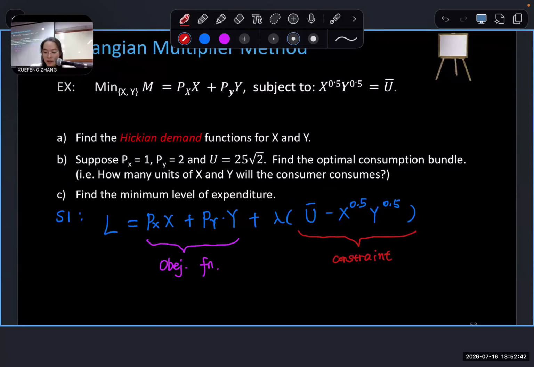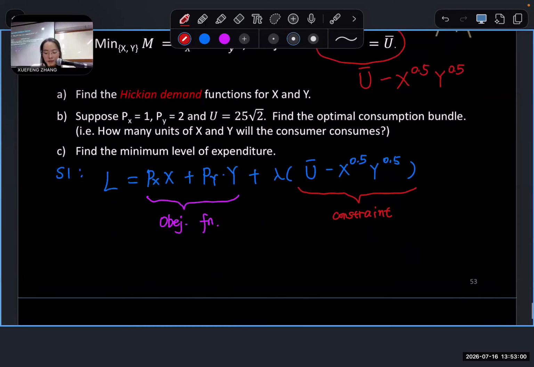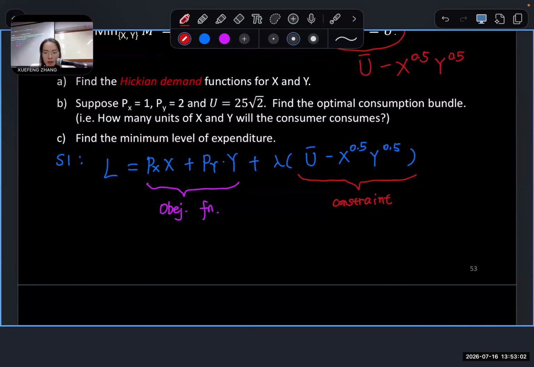How do you get the constraint? Basically, you just move X to the power half, Y to the power half to the right, so U bar minus X to the power half, Y to the power half. This is the first step. What we want to minimize is the total spending. The second part is the constraint.